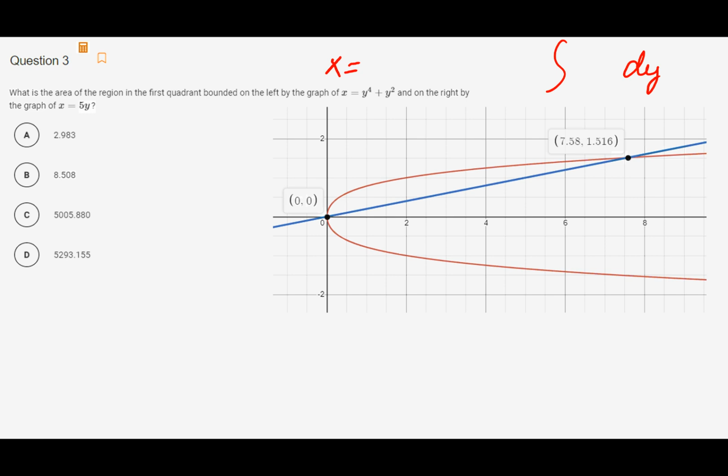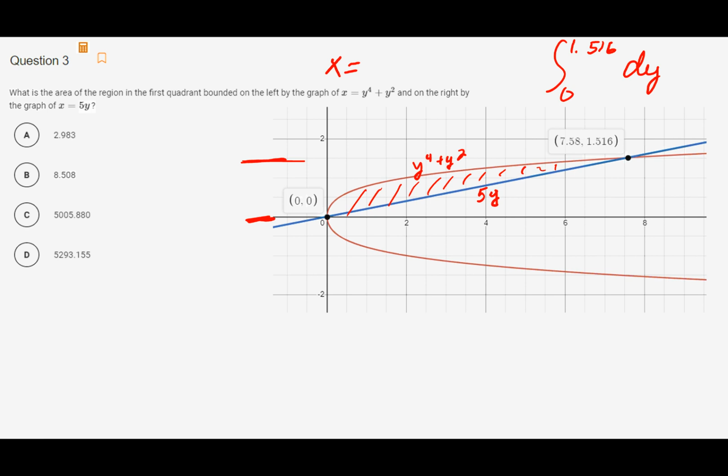Okay, and so this is y to the 4th plus y squared. This is just the graph 5y. I'm trying to find this region here. So my bounds go from here up to here. So my integral will be from 0 to 1.516. Okay? So make sure we are doing our bounds correctly. Sorry, that's in your way.